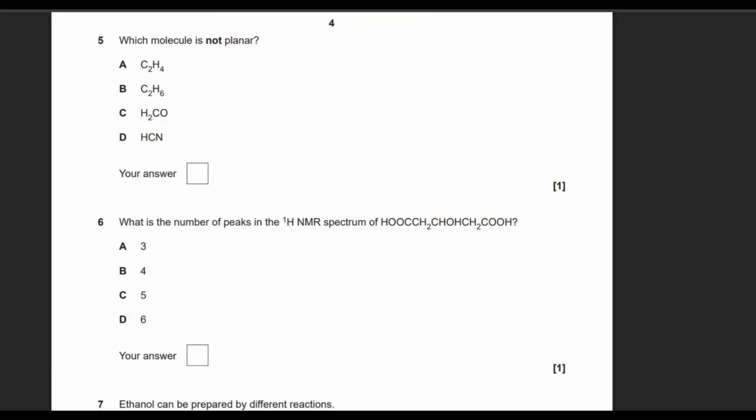Okay, we're on question 5. Which molecule is not planar? So what does that mean? Which molecule has not got a flat shape? So let's look at these different molecules. The first one, A, is ethene, C2H4. Now, the double bond in ethene doesn't allow rotation. There's no rotation around a carbon-carbon double bond, and therefore this is a flat molecule. It is planar. Now let's look. Let's get rid of that.